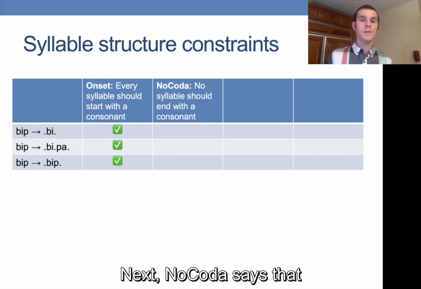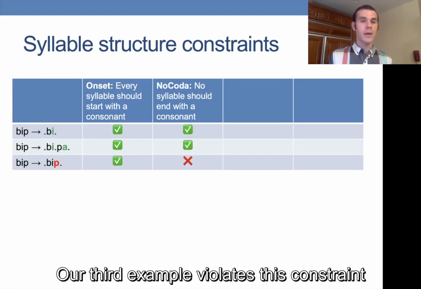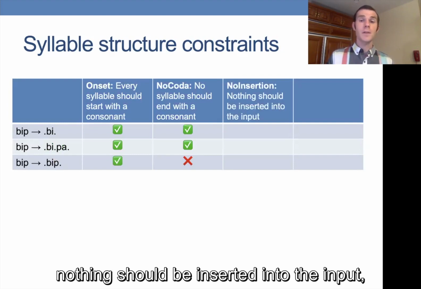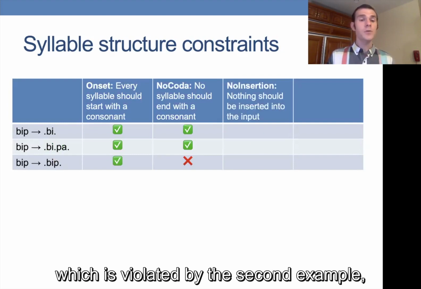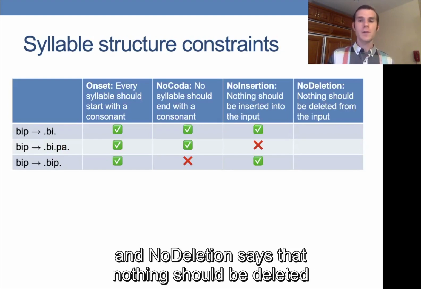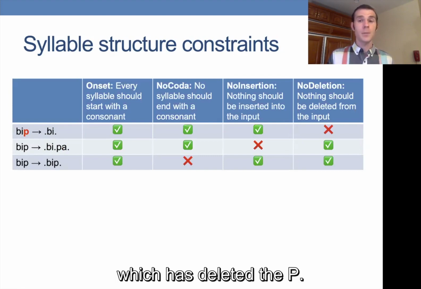Next, no coda says that no syllable should end with a consonant. Our third example violates this constraint because its syllable ends with a consonant P. No insertion says that nothing should be inserted into the input, which is violated by the second example, which has inserted an A, and no deletion says that nothing should be deleted from the input, which is violated by the first example, which has deleted the P.